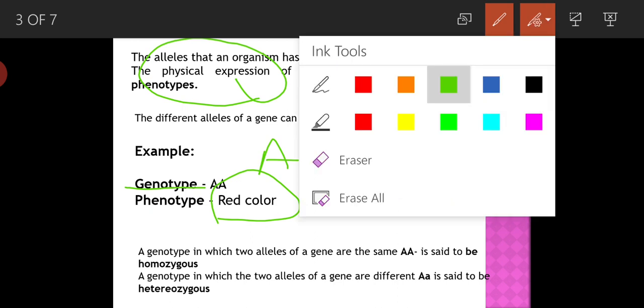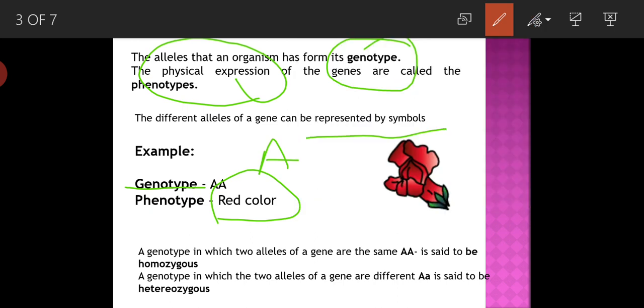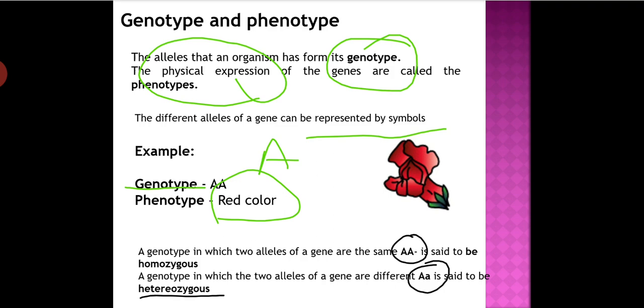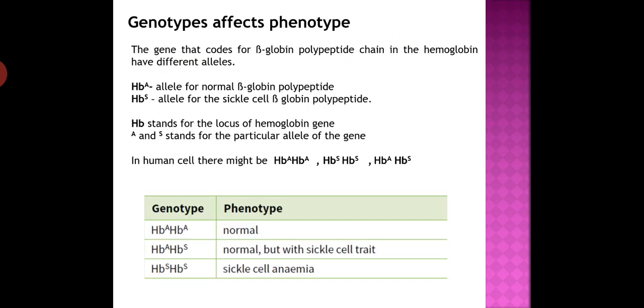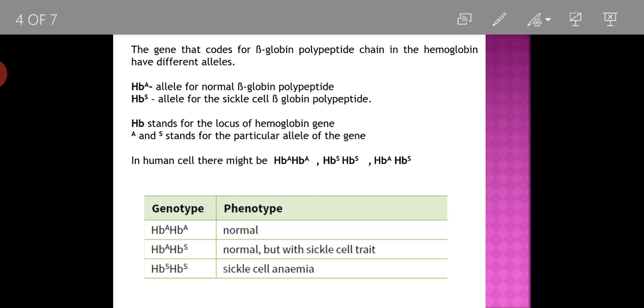A genotype in which two alleles are the same letter, for example two A's, is said to be homozygous. And a genotype in which two alleles are different, for example a large A letter and a small A letter, is said to be heterozygous. So genotypes affect the phenotype. Let's take an example.